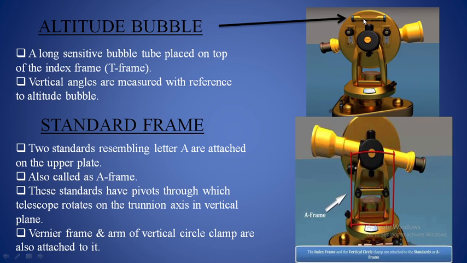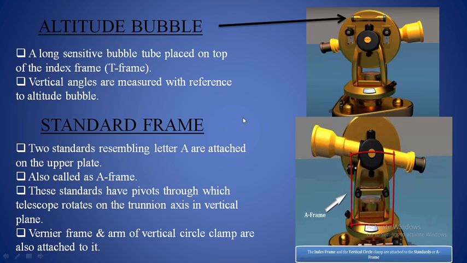Here you can see a bubble tube which is placed just above the A-frame, next to the vertical circle. This bubble tube is used when you are going to measure vertical angles using the vertical vernier scale. So with the help of the altitude bubble you will be able to measure vertical angles.